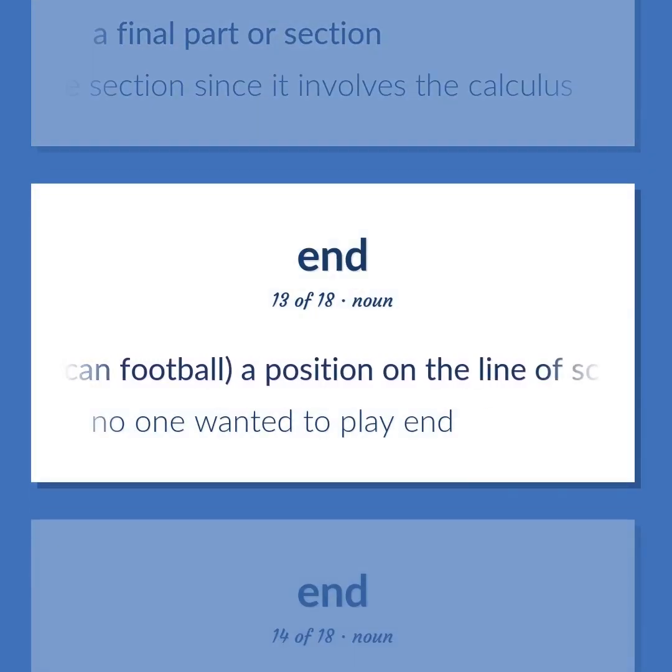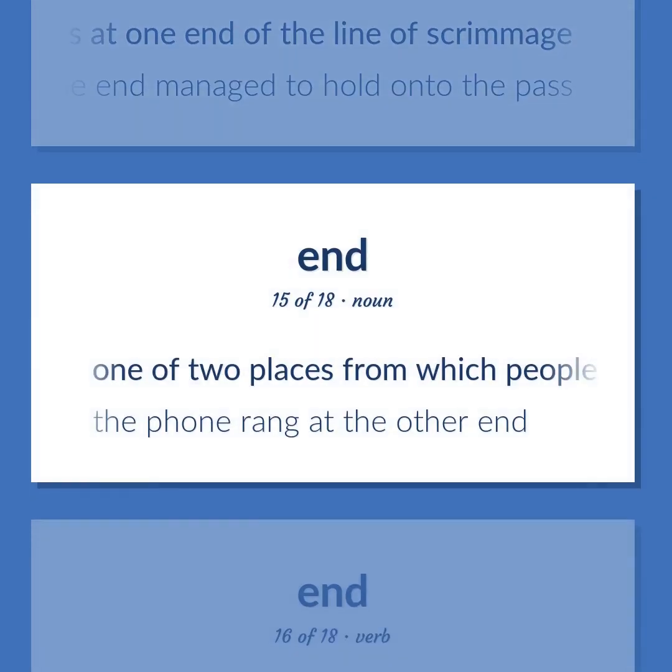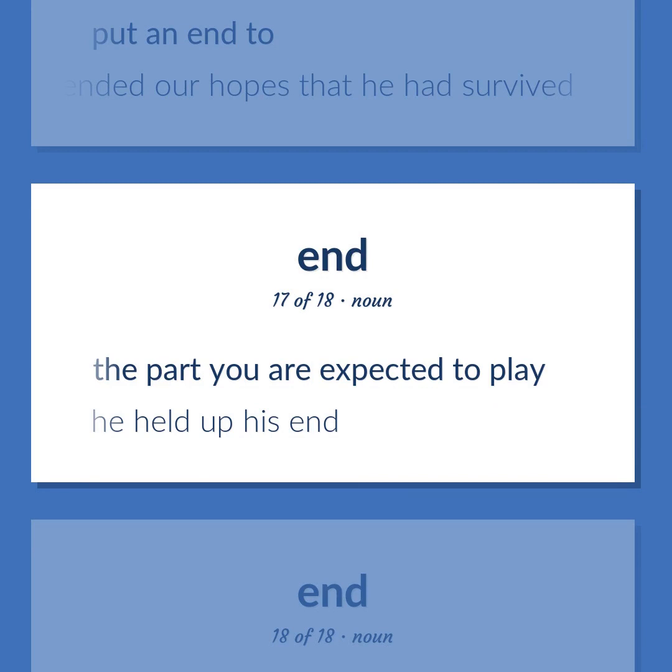American football. A position on the line of scrimmage. No one wanted to play end. Football. The person who plays at one end of the line of scrimmage. The end managed to hold onto the pass. One of two places from which people are communicating to each other. The phone rang at the other end. Put an end to. The terrible news ended our hopes that he had survived. The part you were expected to play. He held up his end.